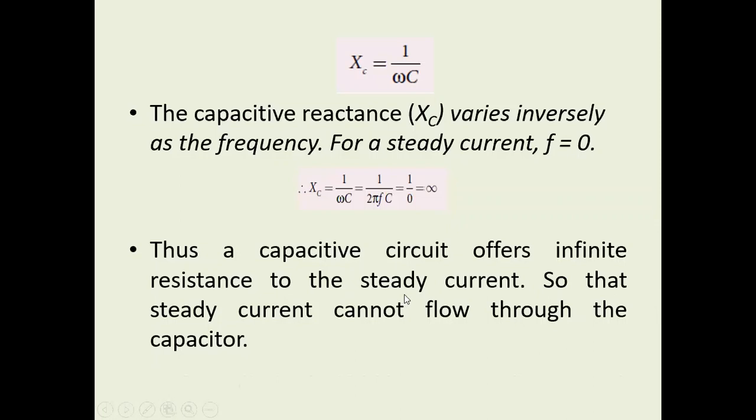So the direct current will not flow through the capacitor. That is, the capacitor blocks the DC and allows only the AC. Since the capacitive reactance offers infinite resistance to the steady current, it will not allow the steady current to flow through. It will allow only the AC currents to flow through. So we say that the capacitor blocks the DC current and allows the AC current.